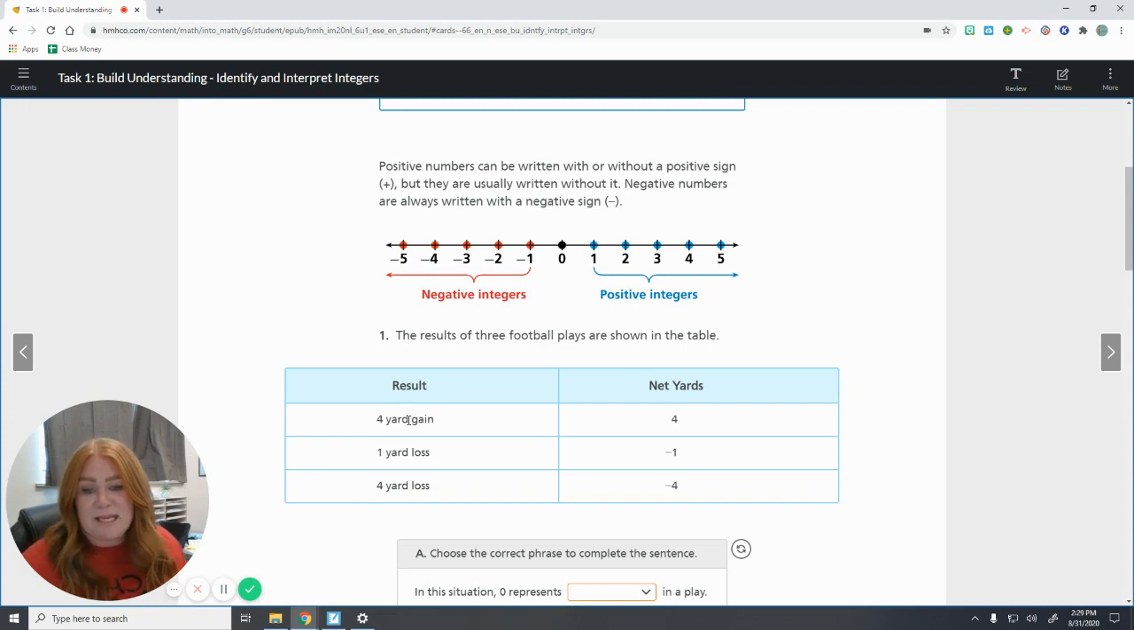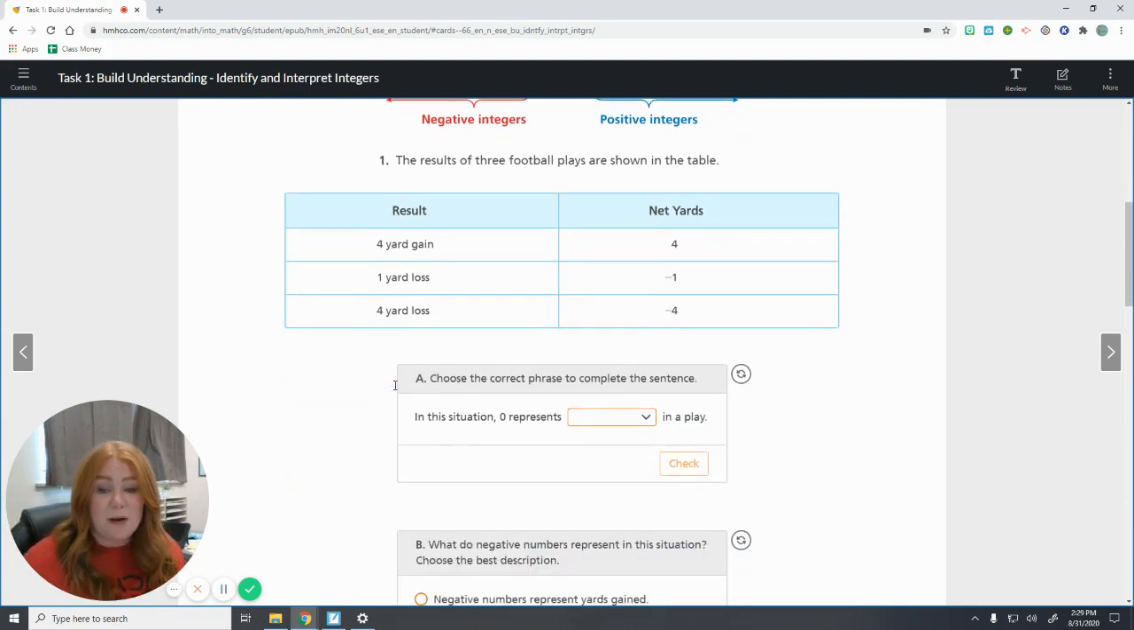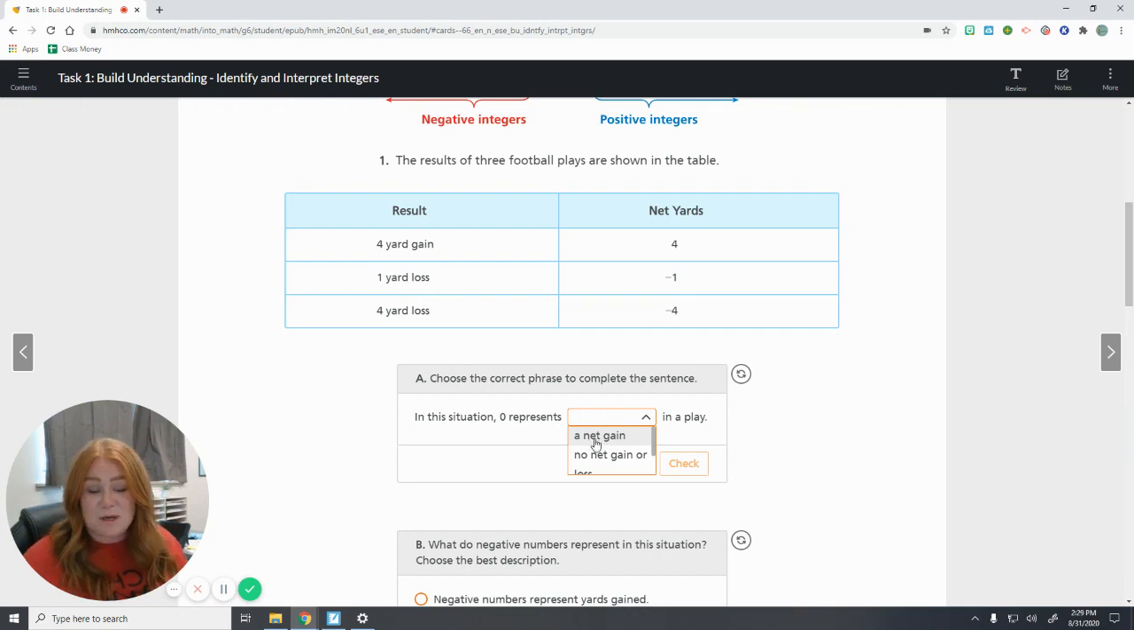So the first one they gained 4, so they moved forward 4, and then they lost 1 and moved back 1, and then they lost 4 and moved back 4. So one word you'll need to know to answer A for this is we need to talk about net. When we use this word net, that's just a fancy word for the total here.